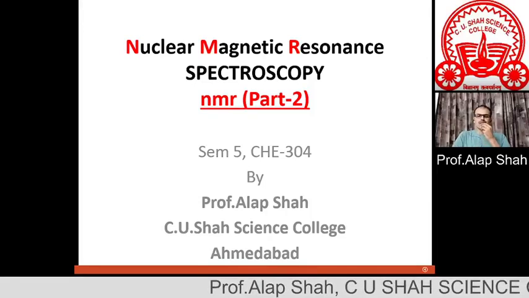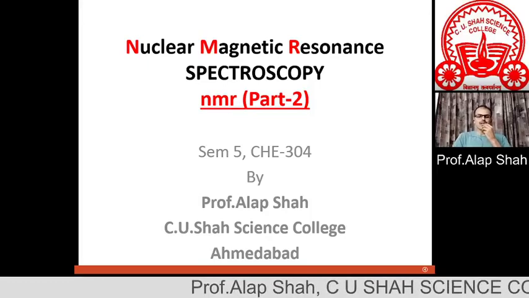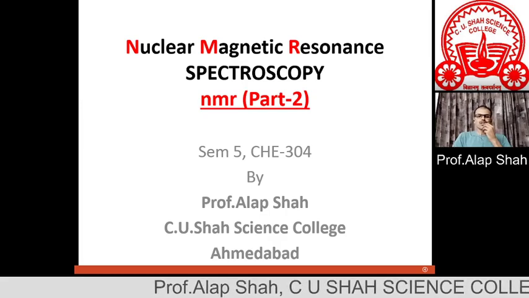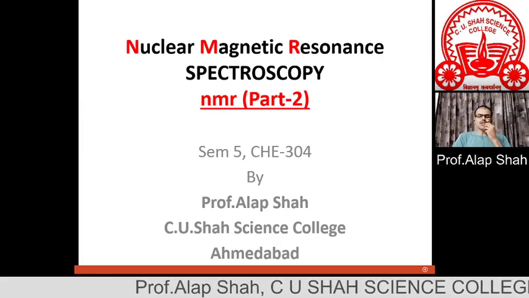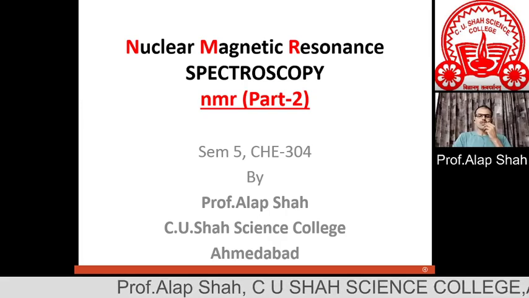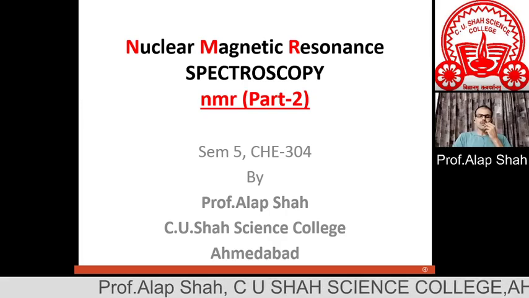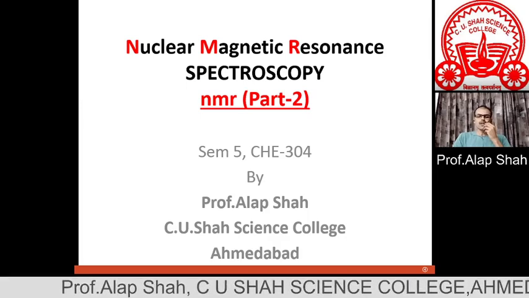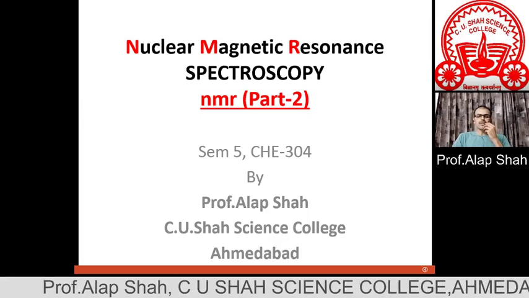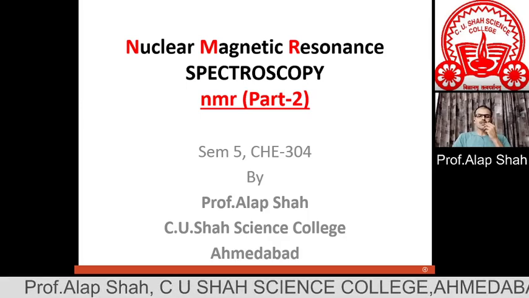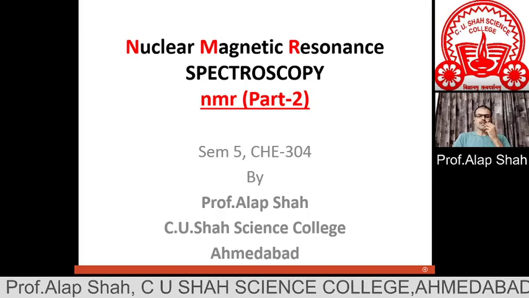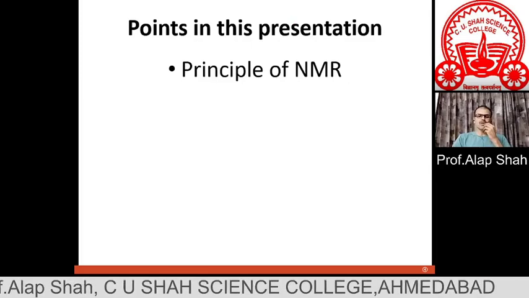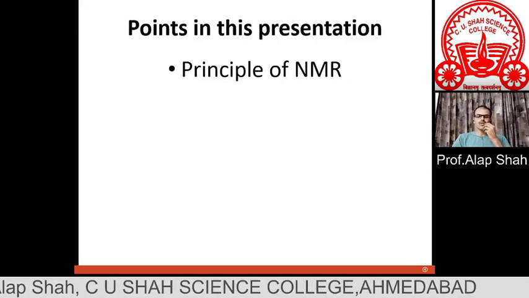Dear students, in part 1 of nuclear magnetic resonance spectroscopy, I made it clear that the nucleus acts as a tiny magnet. Then I explained which nuclei are NMR active, what the criteria are, what the total nuclear spin is, what PMR (proton magnetic resonance) means, and what C13 NMR is. Now in this part 2, mainly we will discuss the principle of NMR spectroscopy.